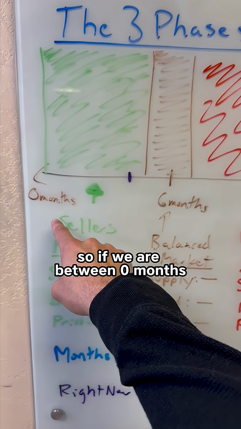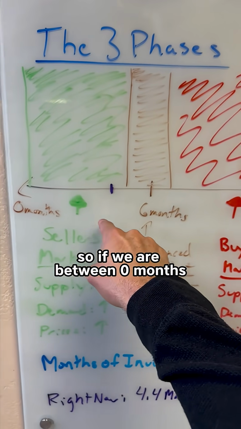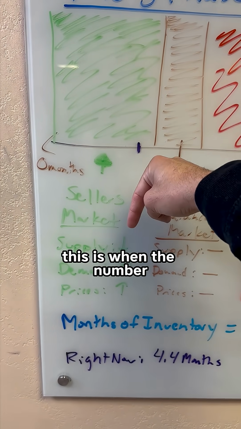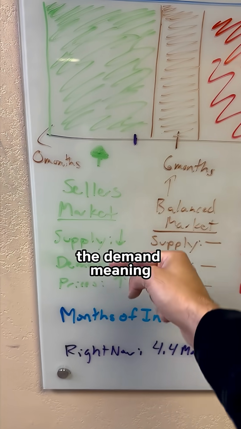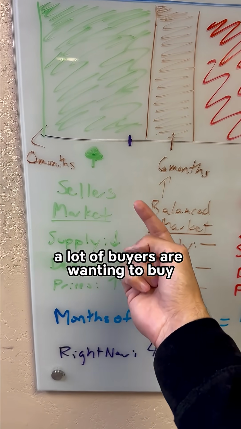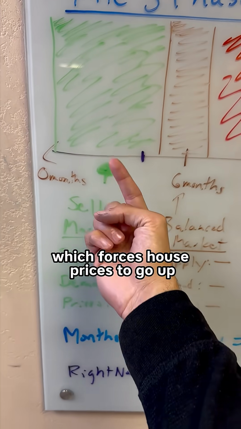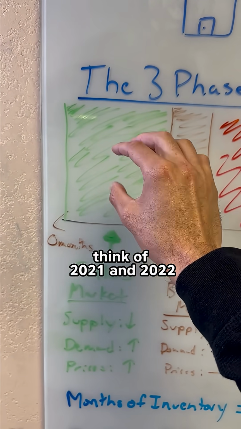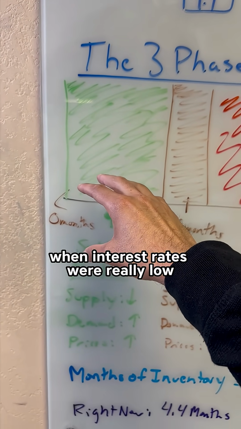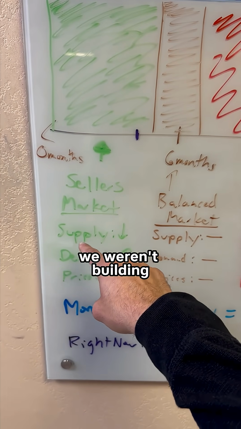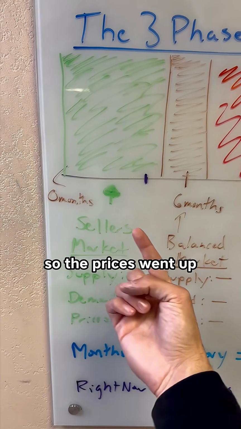So if we are between 0 months and somewhere close to 6 months, then we're technically in a seller's market. This is when the number of homes are low, the demand, meaning a lot of buyers are wanting to buy the low amount of homes, which forces house prices to go up. Think of 2021 and 2022 when interest rates were really low. There were a lot of buyers, aka a lot of demand, and we weren't building a lot of homes during COVID, so the prices went up.